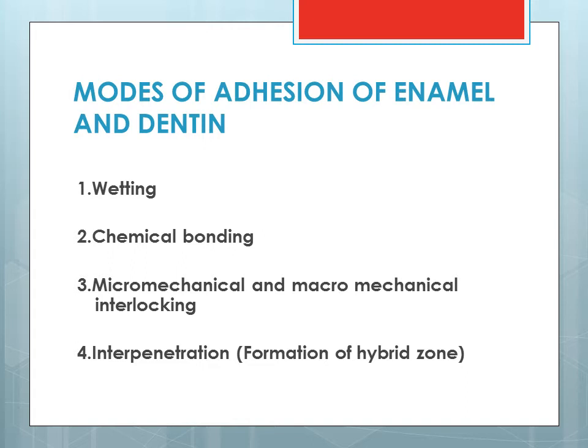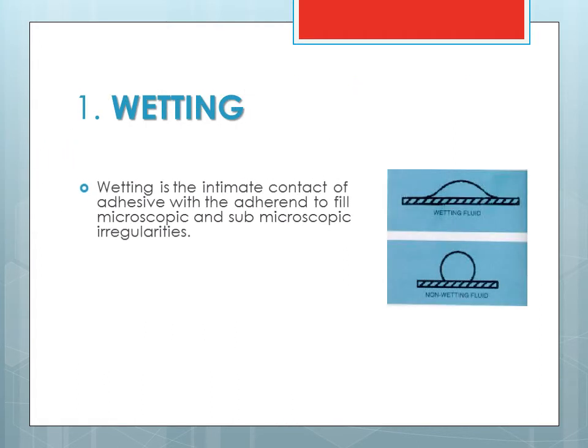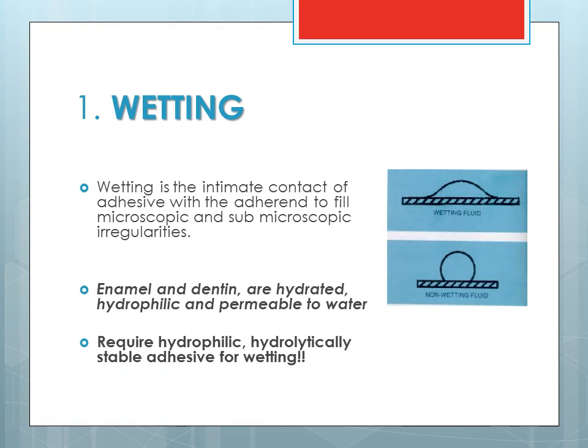Modes of adhesion of enamel and dentine. There are four parts: the wetting, then the chemical bonding, then the micromechanical and macromechanical interlocking, and finally interpenetration. So these are the four steps or modes of adhesion of enamel and dentine. We will look at them separately. Firstly, wetting. This means the intimate contact of adhesive with the adherent to fill the microscopic and submicroscopic irregularities. In simple words, it's the ability to flow intimately over a surface. Enamel and dentine are hydrated, hydrophilic, and permeable to water, so they require a hydrophilic, hydrolytically stable adhesive for wetting.